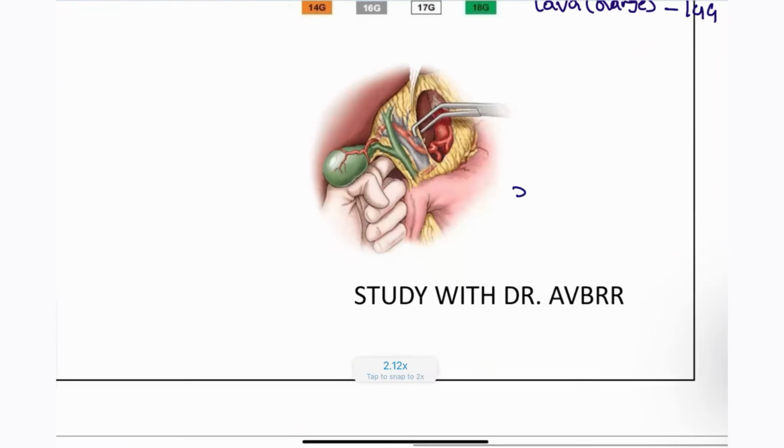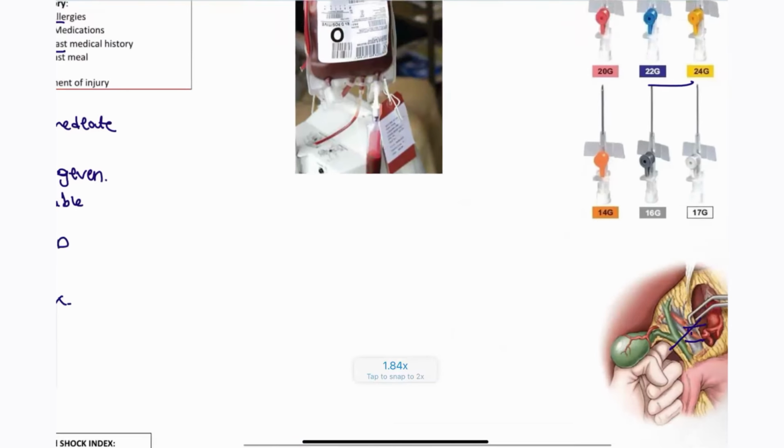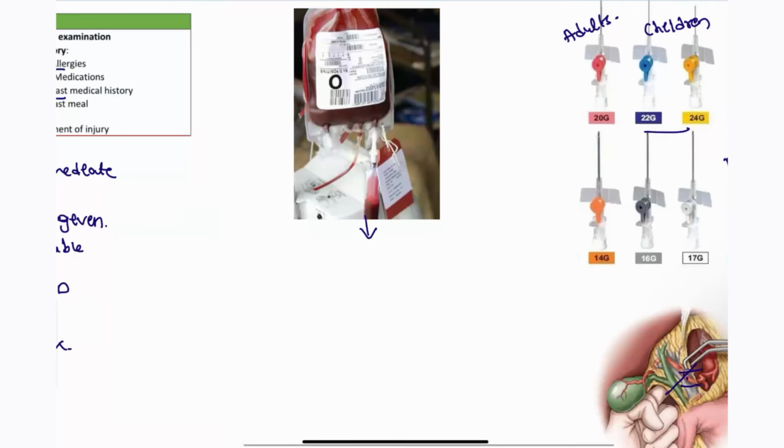Next, this is known as the Pringle maneuver. Done especially in trauma, you are going to stop the blood flow through the hepatic artery and hepatic vein to control the hemorrhage. So question here: for the blood transfusion, what are you going to use? Green cannula you are going to use.